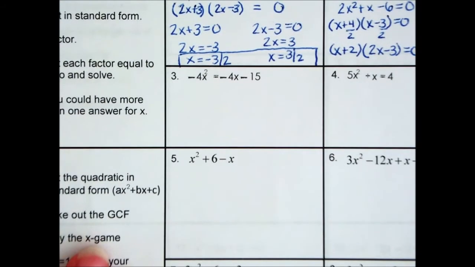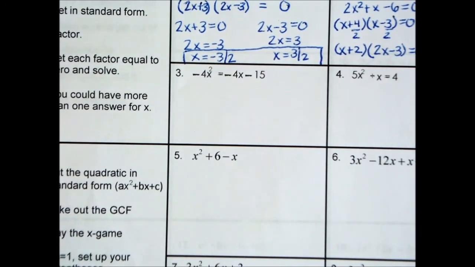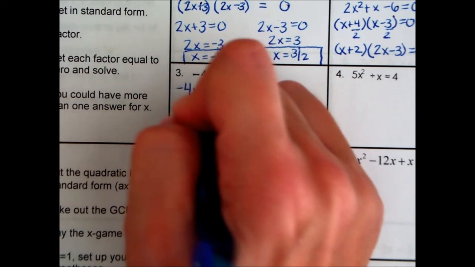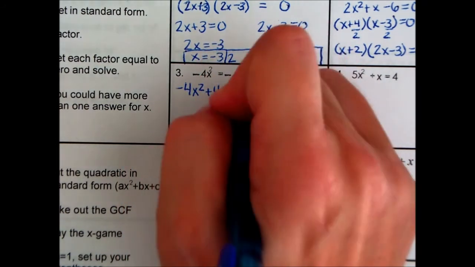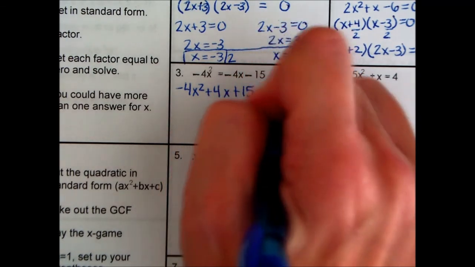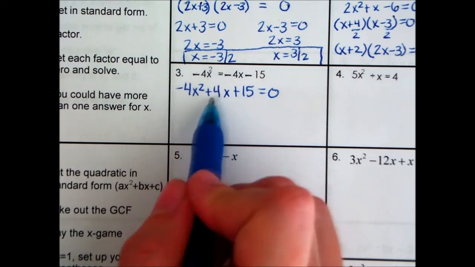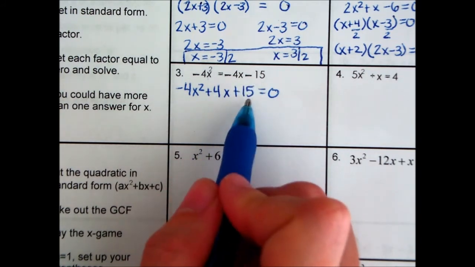All right, if you look at number 3. Number 3, this is also out of form. So we need to go ahead and put this back in standard form. So we're going to add 4x to both sides. So we get negative 4x squared plus 4x. We're also going to add the 15 to both sides. So plus 15 is equal to 0. So all I did was move the 4x over to here by doing its opposite, adding 4x. And I moved the 15 to the left side as well by doing its opposite, adding 15.